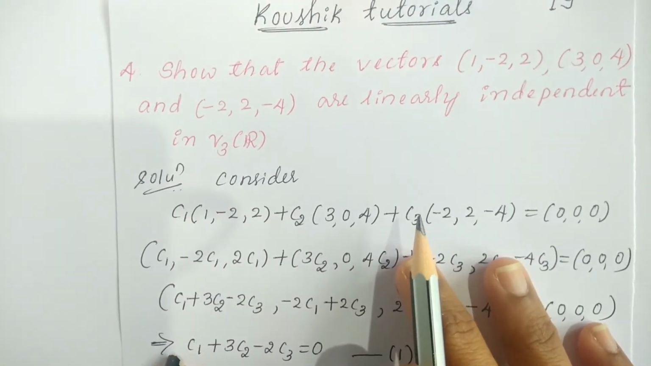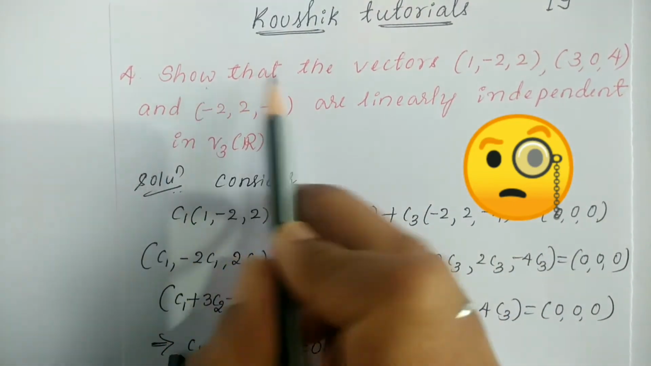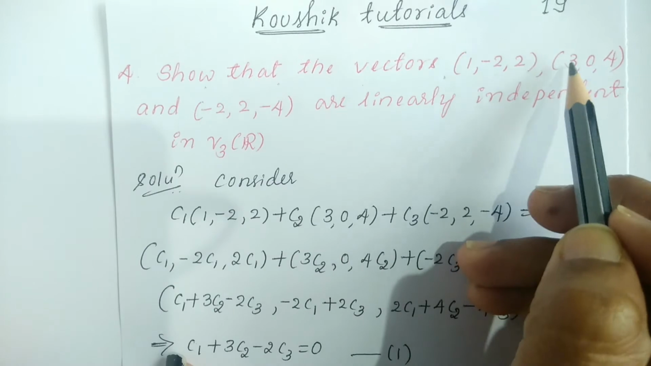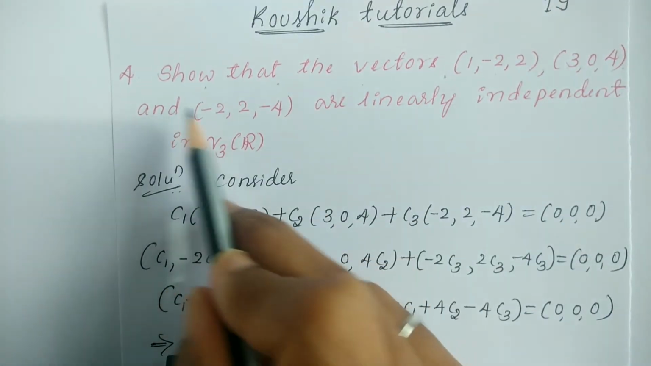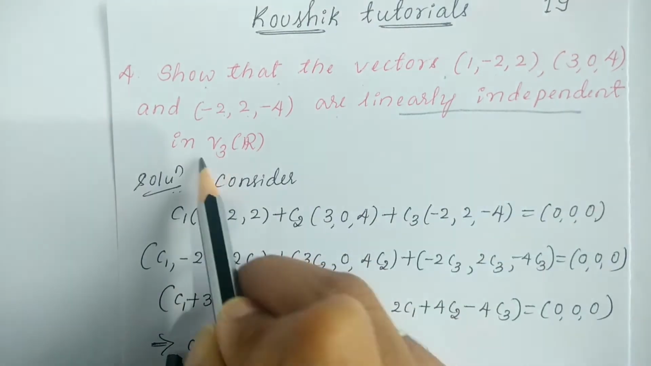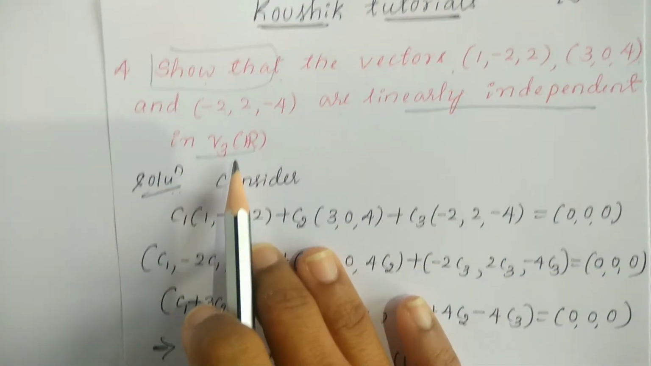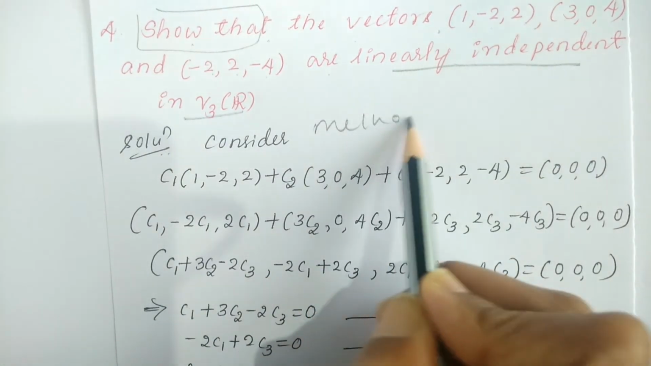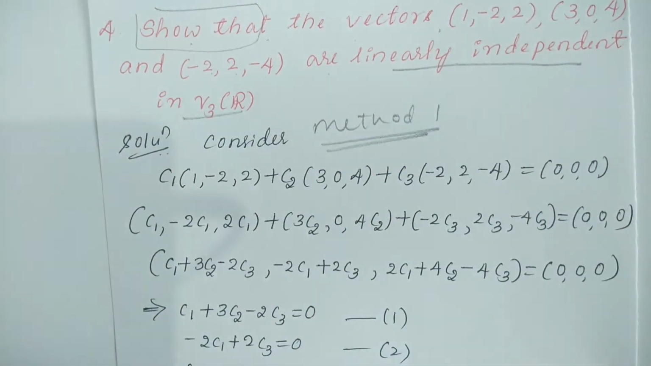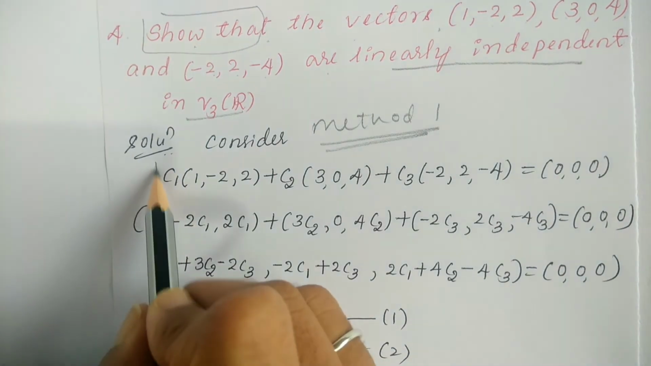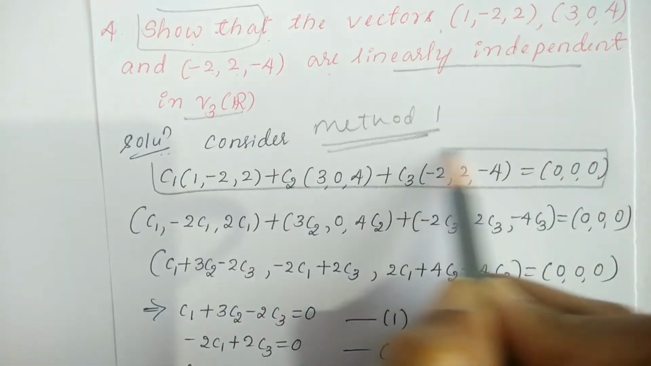So observe carefully. Show that the vectors (1, minus 2, 2), (3, 0, 4) and (minus 2, 2, minus 4) are linearly independent in V3 of R. Now, consider the first method, that is method 1. Method 1 is the linear combination method. Next, method 2 is the determinant method. So here consider this one, the first step.